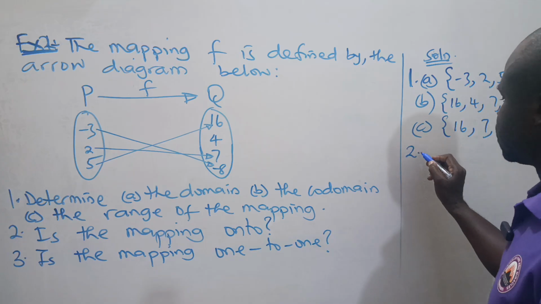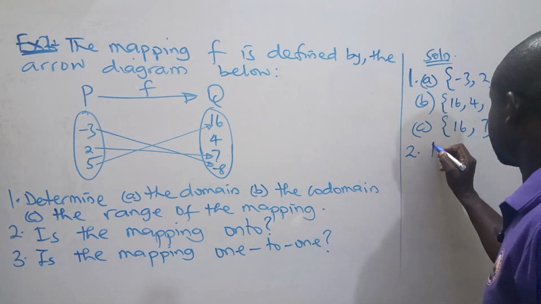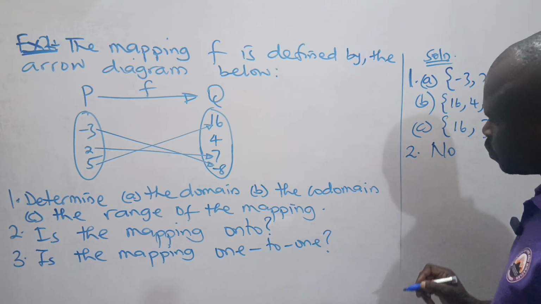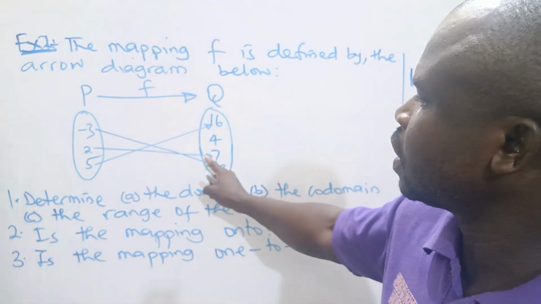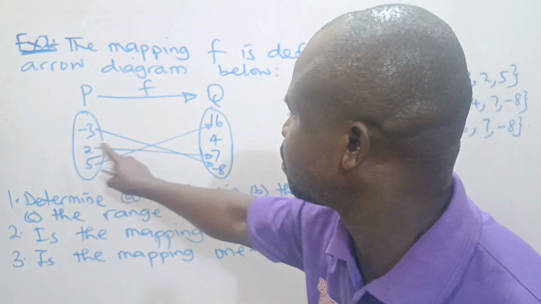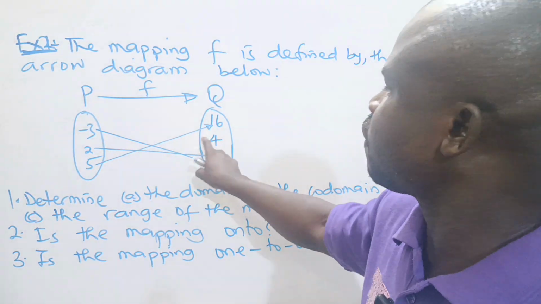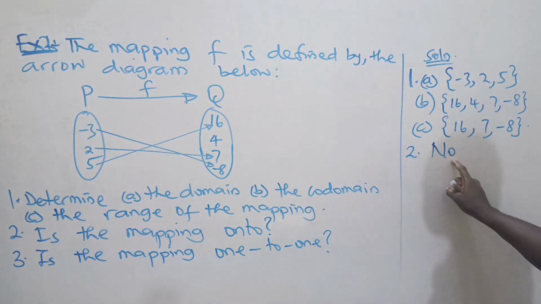So question number 2, is this mapping onto? No, this mapping is not onto, because not every element in the codomain is an image. Like 4 now, something is not being mapped into 4. So 4 is not an image of any element in the domain. So this is not onto.